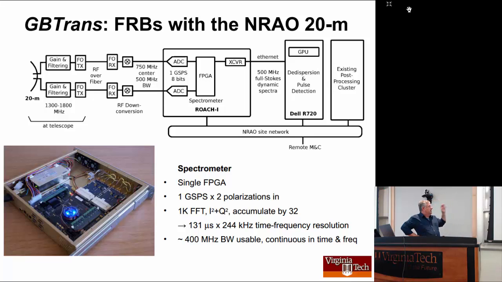So we've got a Roach 1. What this does, it samples at 1 gigasample per second times 2 polarizations. We do a 1K FFT. We're looking for power, so we take I squared plus Q squared.